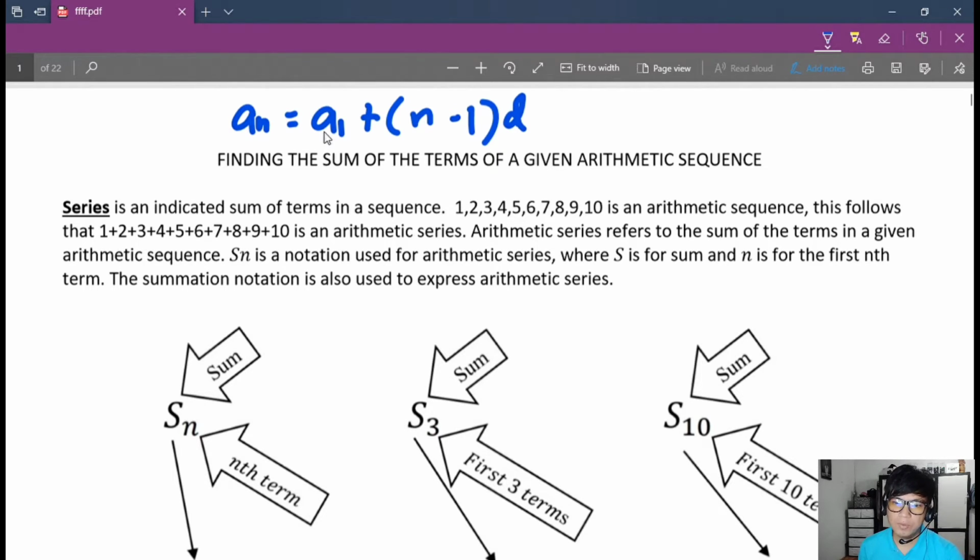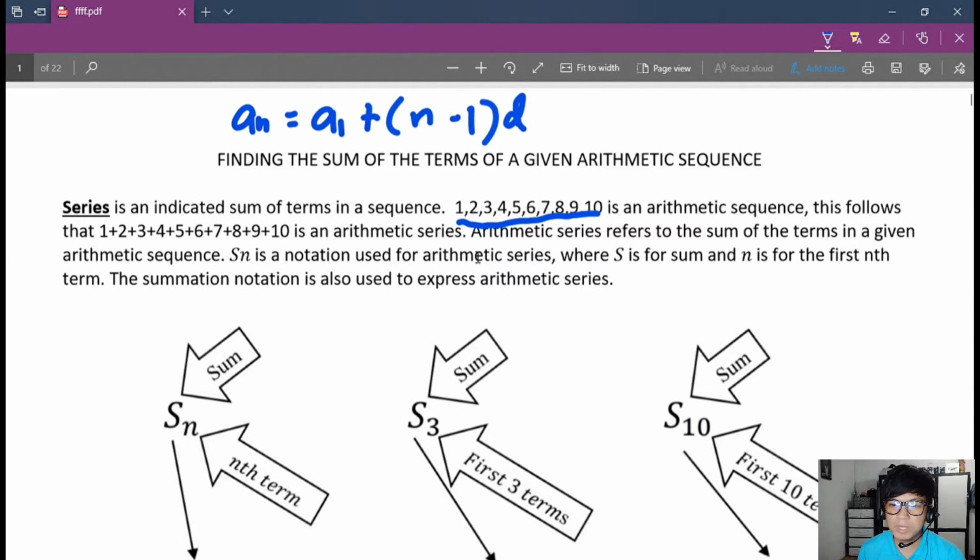So today, we will discuss how to find the sum of the terms of a given arithmetic sequence. Series is an indicated sum of terms in a sequence. Take, for instance, we have 1, 2, 3, 4, 5, 6, 7, 8, 9, and 10, which is an arithmetic sequence. This follows that 1 plus 2 plus 3 plus 4 plus 5 plus 6 plus 7 plus 8 plus 9 plus 10 is an arithmetic series.